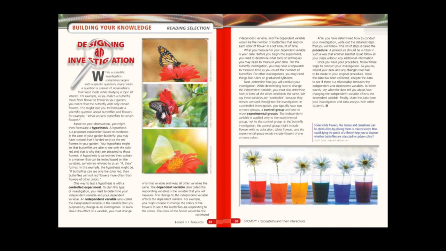In the butterfly investigation, the control group might include flowers with no colorization, white flowers, and the experimental group would include flowers of one or more colors. After you have determined how to conduct your investigation, write out the detailed steps that you will follow. The list of steps is called the procedure.